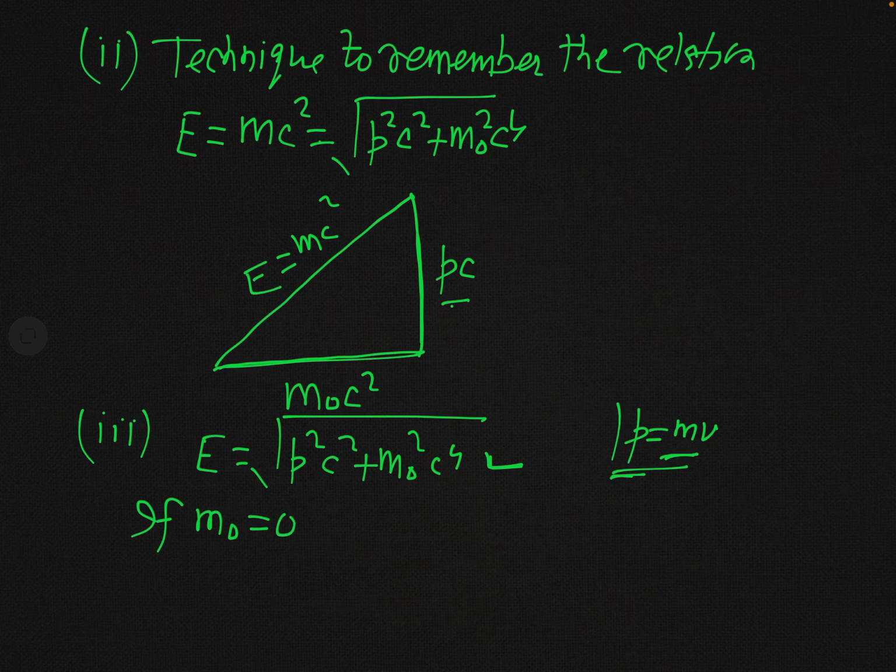So let us take an example. You can see from here, if m naught is equal to 0, it means we are considering a particle whose rest mass is equal to 0. And you know some examples of it. The rest mass of a photon is 0. Example: m naught equal to 0 for a photon, and you can say for a neutrino. So let us consider a particle like a photon whose rest mass is actually equal to 0.